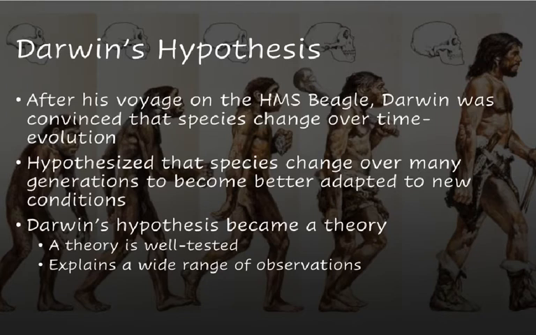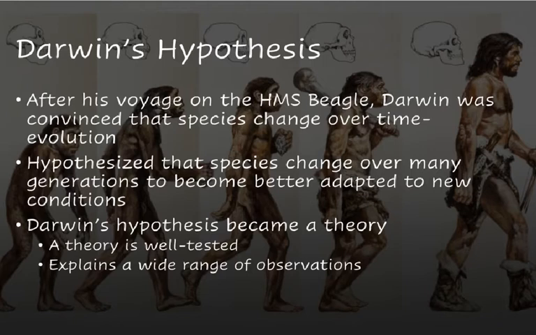And so when we're talking about humans, which we'll do later on, we see that humans have changed in a lot of ways from the past to the present, not only in terms of brain size and body size and our ability to do things like make tools and all those things, but in lots of different ways. So Darwin hypothesized that species change over many generations to become better adapted to new conditions. And Darwin's hypothesis eventually became a theory.